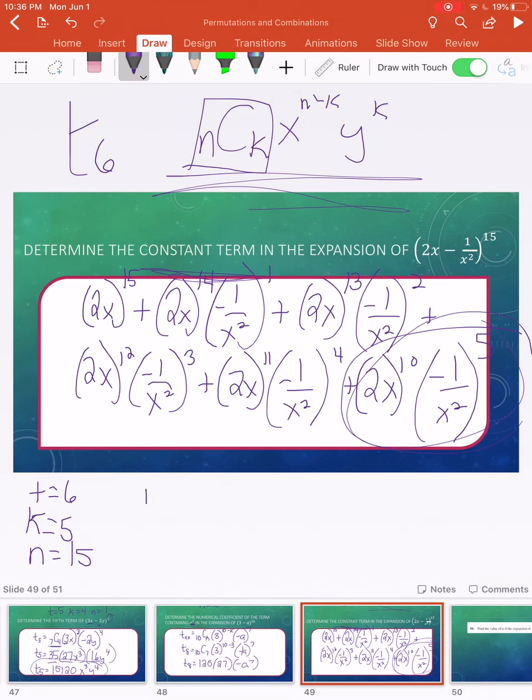So I'm going to write 15 choose, my k value is 5. My x value is the first term, which is 2x to the power of 15 minus 5 is 10. And then my second term is negative 1 over x squared to the power of 5. Okay, so to start with, 15 choose 5, if I type that in my calculator, let's try typing that in. I end up with 3003.